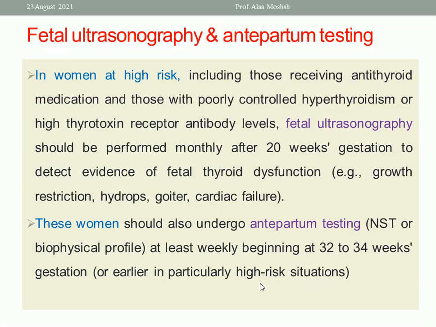These women should also undergo antepartum testing like biophysical profile, non-stress test, and sometimes umbilical artery Doppler if the baby is grossly restricted or suspected to be grossly restricted, at least weekly beginning at 32 to 34 weeks of pregnancy, or maybe starting earlier in higher risk situations.